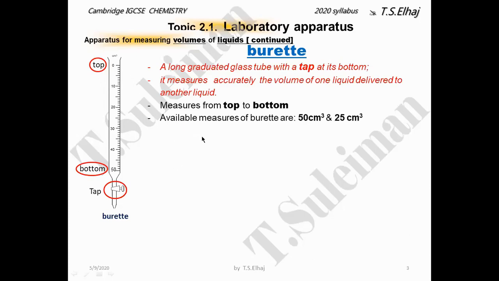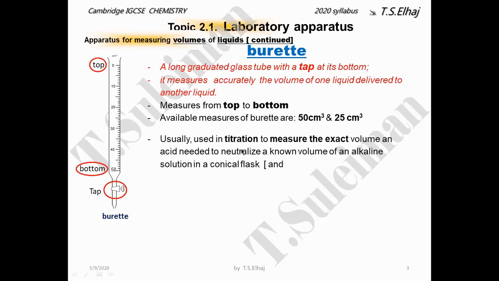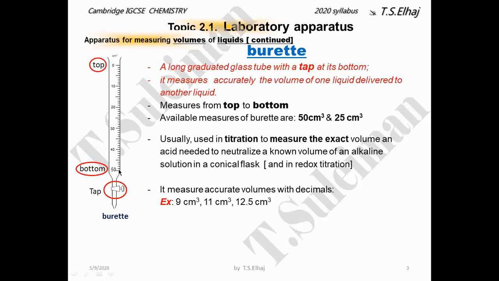The burette is available in two measures, 50 centimeter cube and 25 centimeter cube, but the 50 centimeter cube is the more commonly used one. Where do we use the burette? Usually we use it in titration to measure the exact volume of an acid needed to neutralize a known volume of an alkaline solution placed in a conical flask, as well as in redox titration, because we have acid-base titration and redox titration. The burette can measure volumes with decimals like 5 centimeter cube, 5.1, 5.2, 10, 10.5, and so on.